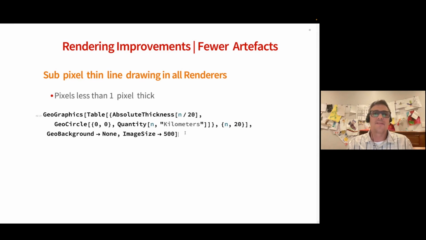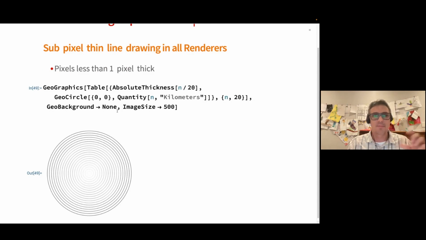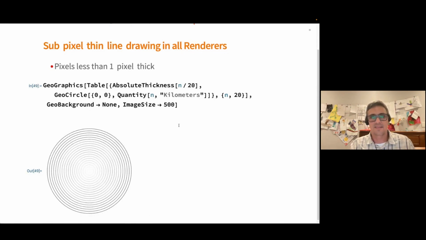And one of these improvements, for instance, is if you specify that you want lines that should be less than a pixel, some of the drawing layers would use opacity. They would make those lines slightly more transparent to give this effect of them actually being thinner. And we've rolled that out across our other renderers.